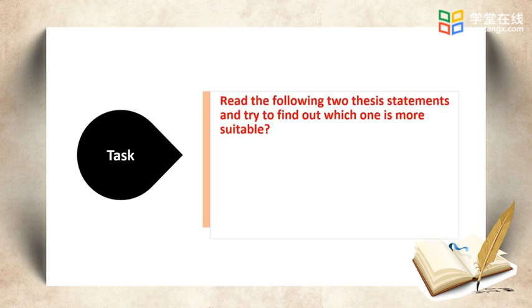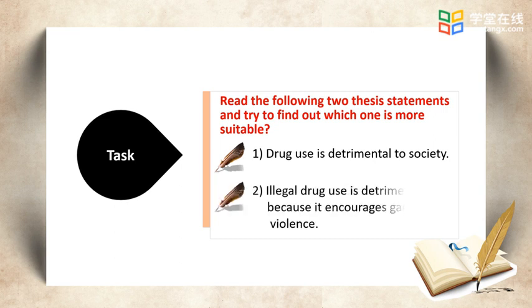In order to have a detailed analysis of the second key point, let's read the following two thesis statements and try to find out which one is more suitable. First, drug use is detrimental to society. Second, illegal drug use is detrimental because it encourages gun violence. The first statement is too broad to argue.